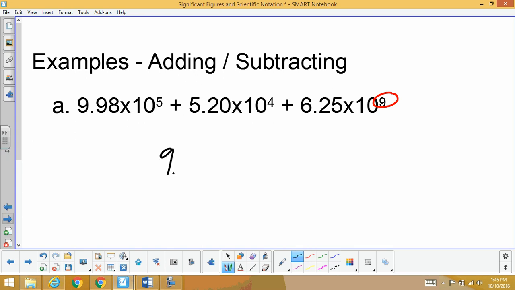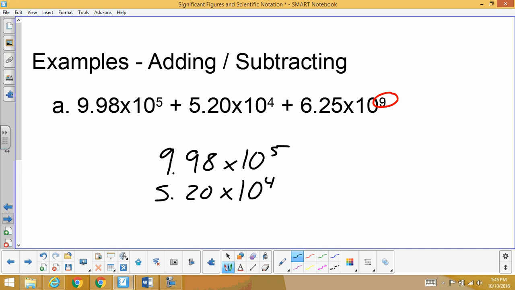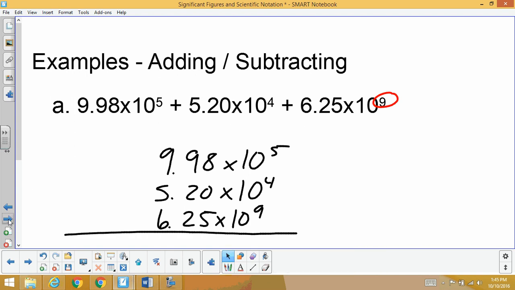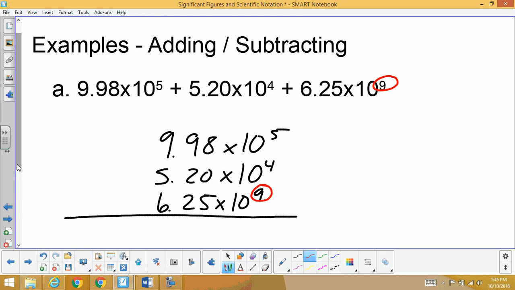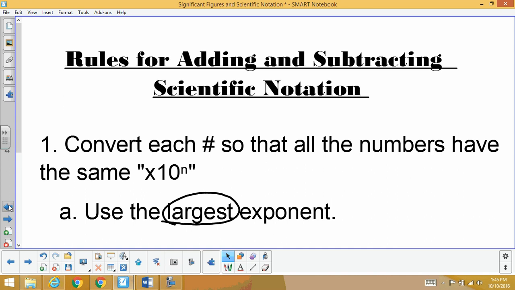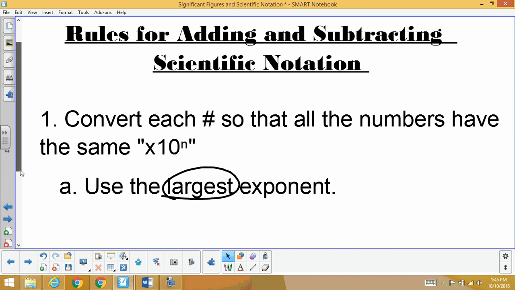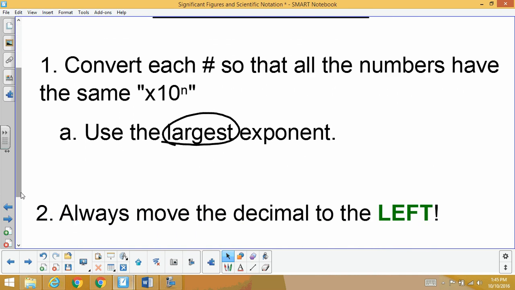So, 9.98 times 10 to the 5th, 5.20 times 10 to the 4th, and 6.25 times 10 to the 9th. As previously noted, we have times 10 to the 9th being our largest, which means, in the rules that we stated earlier, we go back and convert each of these numbers to the largest exponent. We do that by moving the decimal place to the left, and this will equal out the exponents.